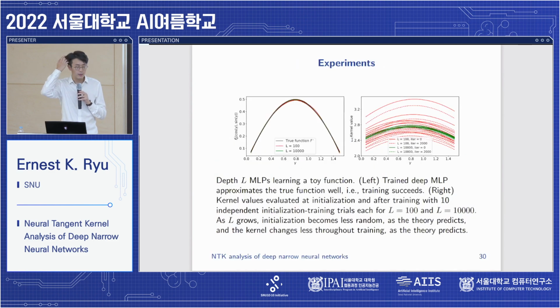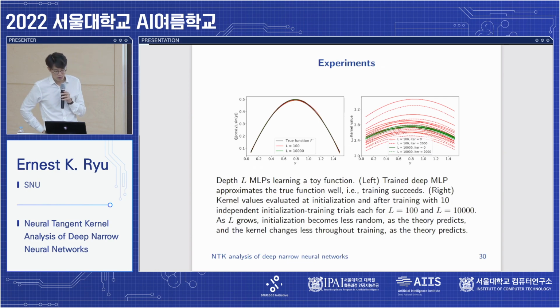Okay, so we had some brief experiments to validate our theory. We trained a depth L MLP on a certain toy function, and on the left, you can see that the true function and the trained neural network are basically the same. This is an indication that training succeeds. When I say training succeeds, I mean that the training loss converges to 0. Plotting the training loss is one way we monitor whether training succeeds, but looking at the actual prediction function in this toy example is another way we verify that training does indeed succeed.